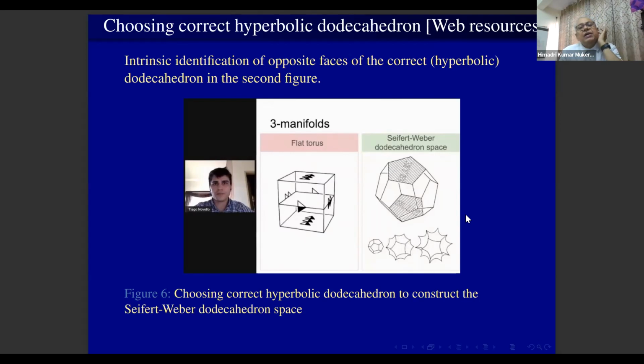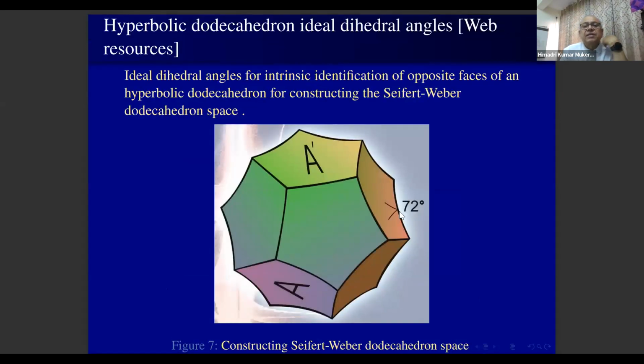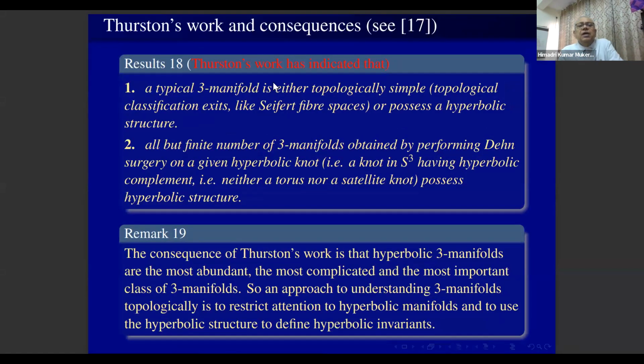Then you identify, as we have done in two-dimensional space. If you take a sufficiently large radius, using continuity, the dihedral angles become 72 degrees, and 5 of them give you 360. So this gives the ideal dihedral angles for identifying opposite faces of a hyperbolic dodecahedron for constructing a Seifert-Weber dodecahedral space.